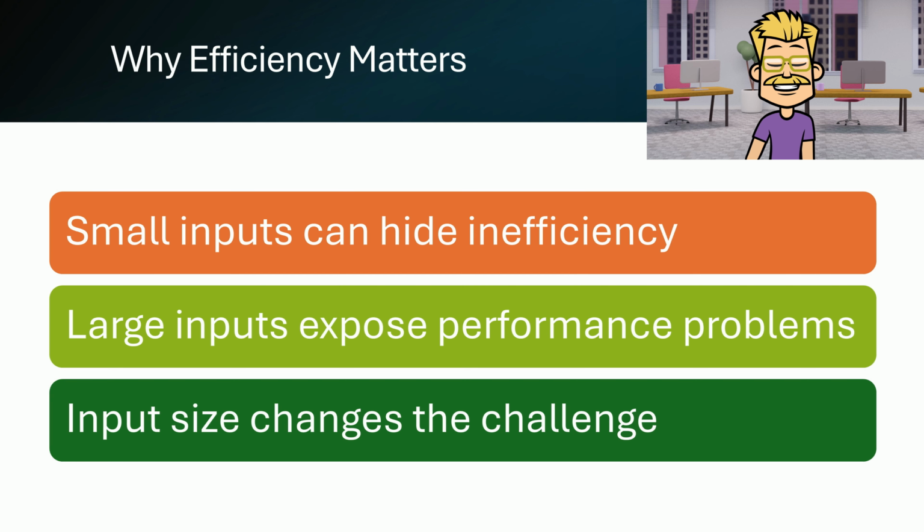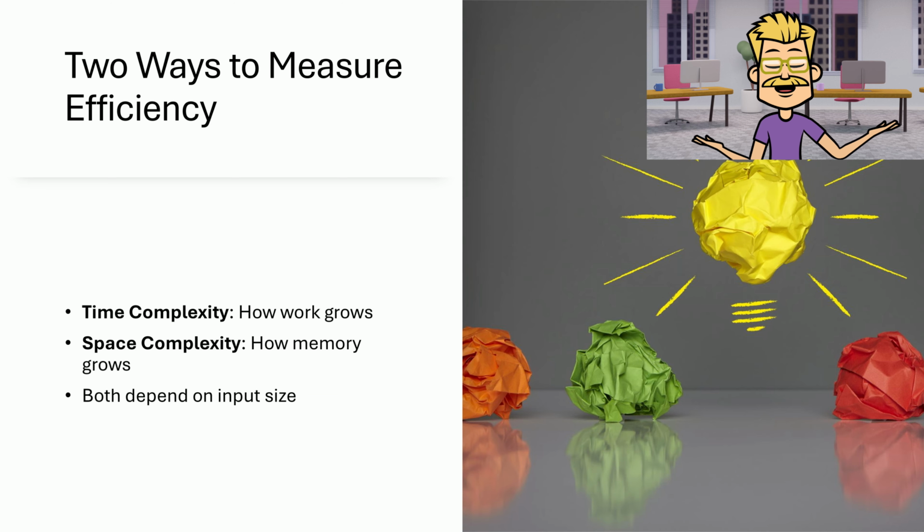Imagine you have a list of 10 numbers. Searching through that list is easy. But what if the list contains 10 million numbers? Suddenly, efficiency becomes very important. This is where time and space complexity help us.